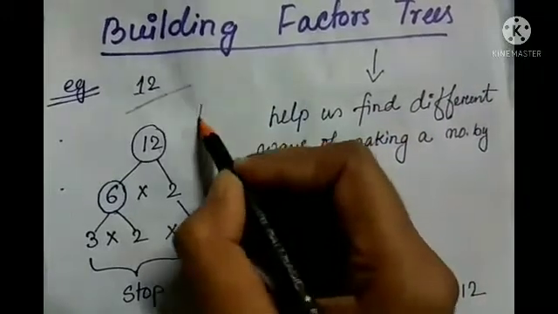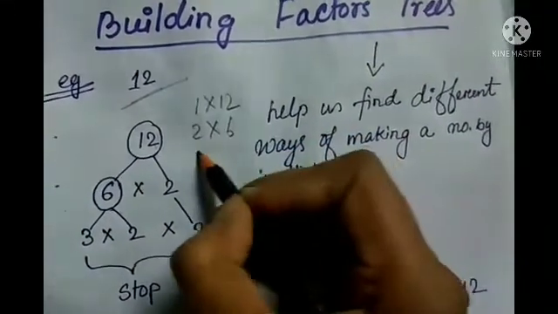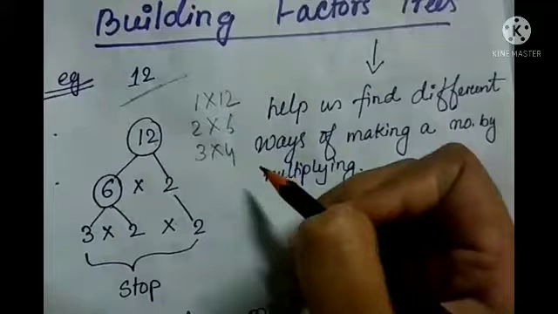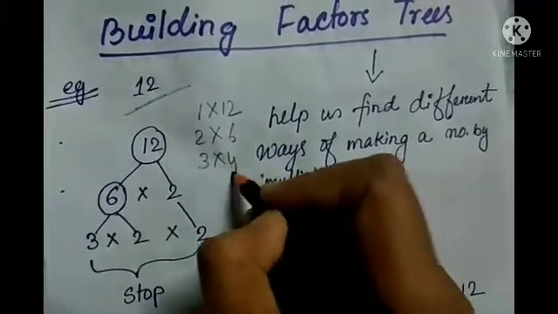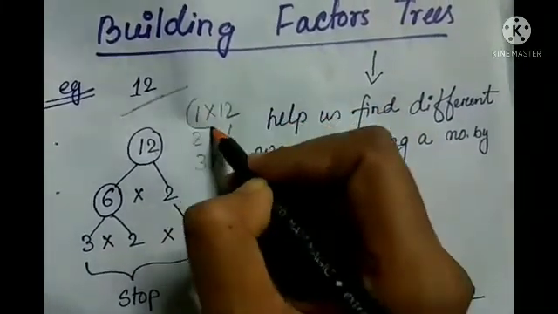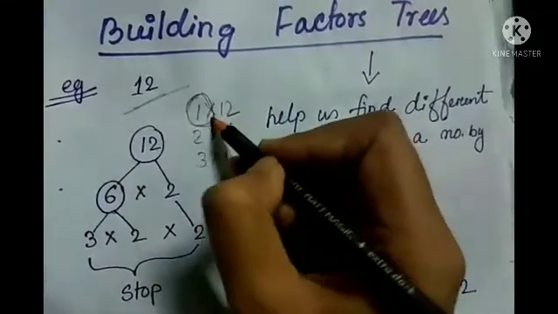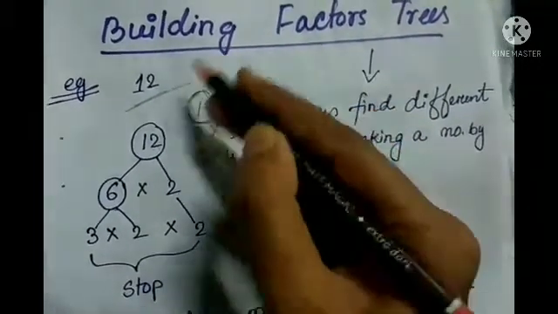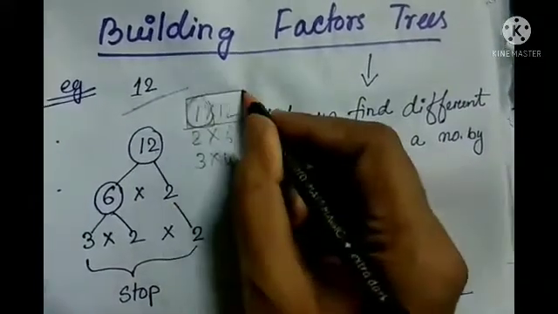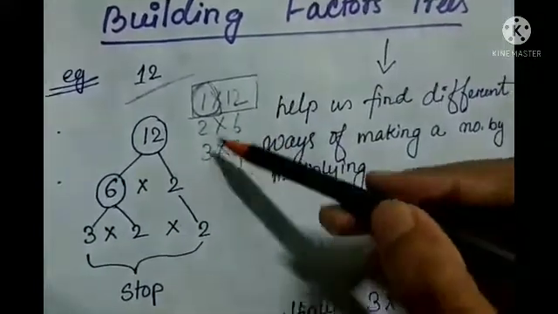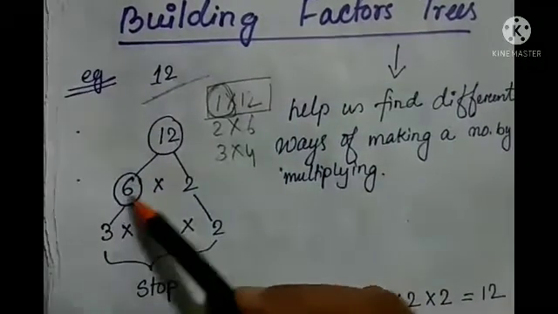You can get 1 into 12, you can get 2 into 6, you can get 3 into 4, right? So you can choose any of the methods, but remember students, you cannot use 1 at the first step, because anything you multiply with 1, you will get the same number. So that is why you do not use this step. Whether you use this or this, I have chosen this 6 into 2.